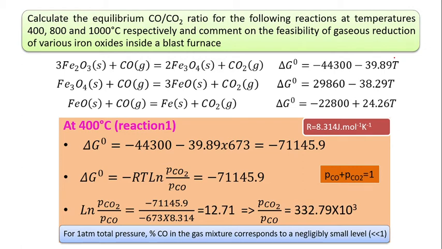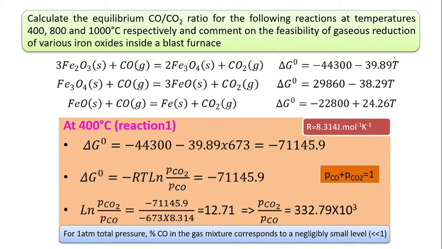The reactions are given. The hematite to magnetite reaction is given by 3Fe2O3 (solid) + CO (gas) = 2Fe3O4 (solid) + CO2 (gas), and its del G naught value is given as -44300 - 39.89T. Likewise, magnetite reduction and FeO reduction, that is Wustite reduction, are given, and the respective del G naught expressions are also given. So we have to find out the equilibrium carbon monoxide to carbon dioxide ratio.